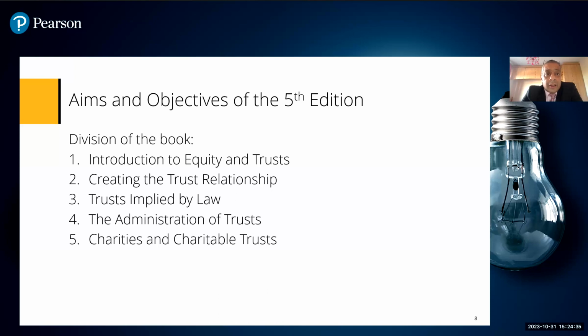So by this time of their studies, the students will clearly be aware of the distinction between private and public trusts. So we look at charities and charitable trusts and see how the law has developed in terms of contemporary cases on these areas.